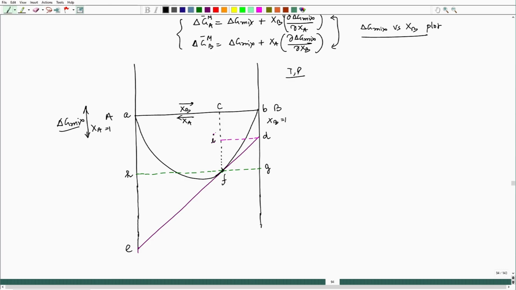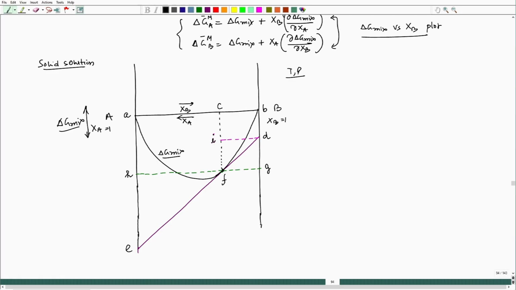This is point I. This is nothing but the delta G mix plot for a particular solution. Let us say we are taking a solid solution. Whether it is a solid solution or a liquid solution does not matter. Let us take solid solution. That means all the quantities, whether the mole fraction or the partial quantities or delta G mix, are all for solid solution. Fine.